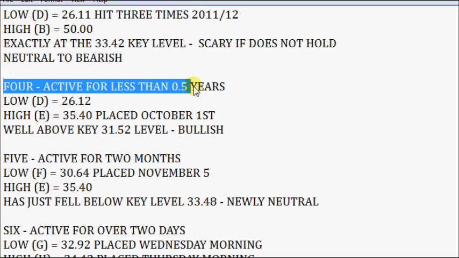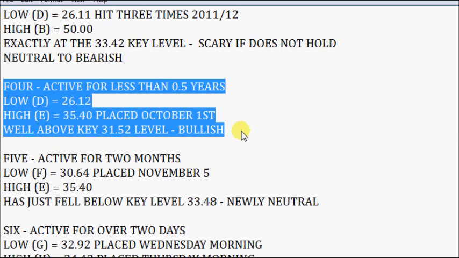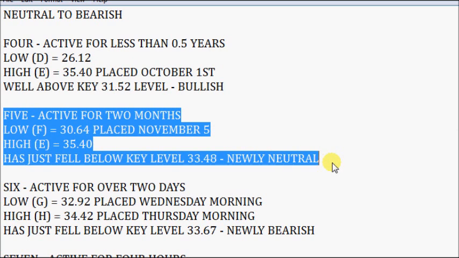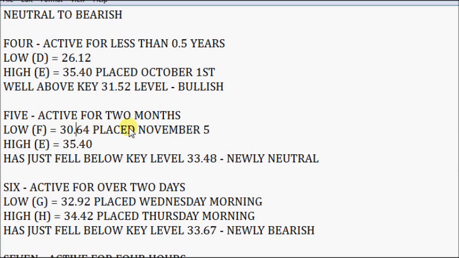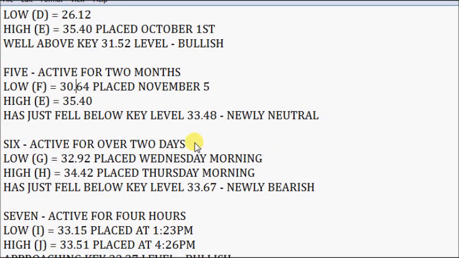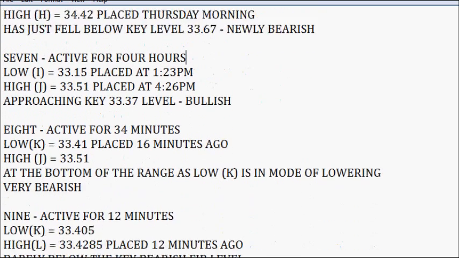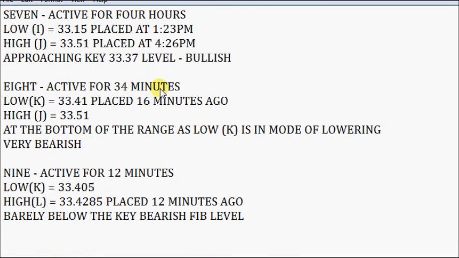Number four, this is the one that's been active for about half a year. This is a daily chart, basically. Number five, active for 2 months. I've already shown this one today, from the low on November the 5th. Number six, the one active for 2 days. Number seven, this one has been active for 4 hours, and you can just read them yourself if you're interested from this point on. Number 8, active for 34 minutes, and number 9, active for 12 minutes.